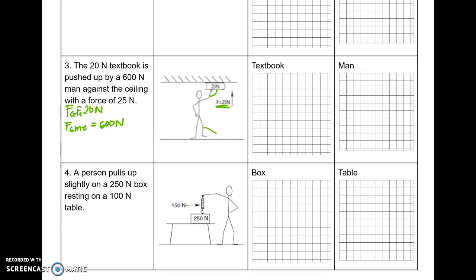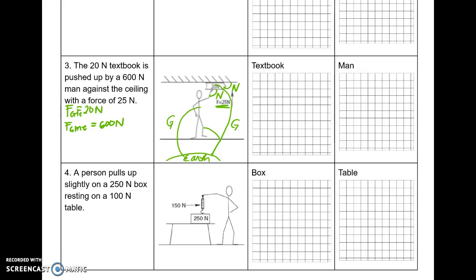Okay, so the man is interacting with the floor, he's interacting with the earth. And the textbook is interacting with the ceiling at a normal force, so this is also a normal force because he's pushing, and this is a gravitational force, and the textbook is interacting with the earth at a gravitational force.